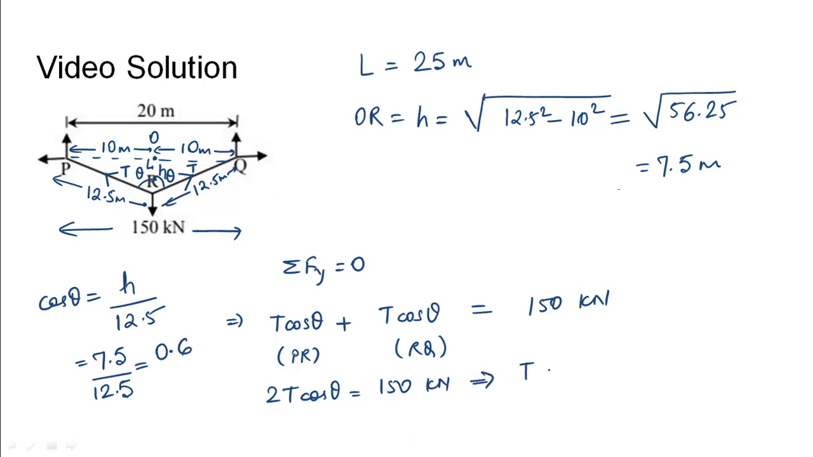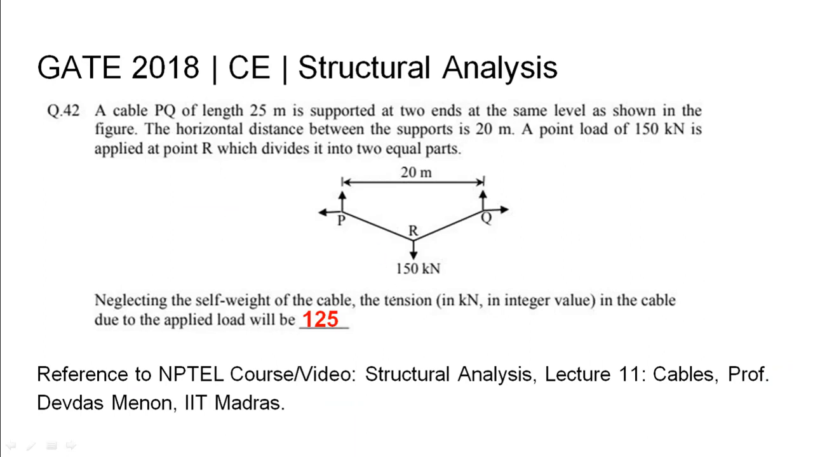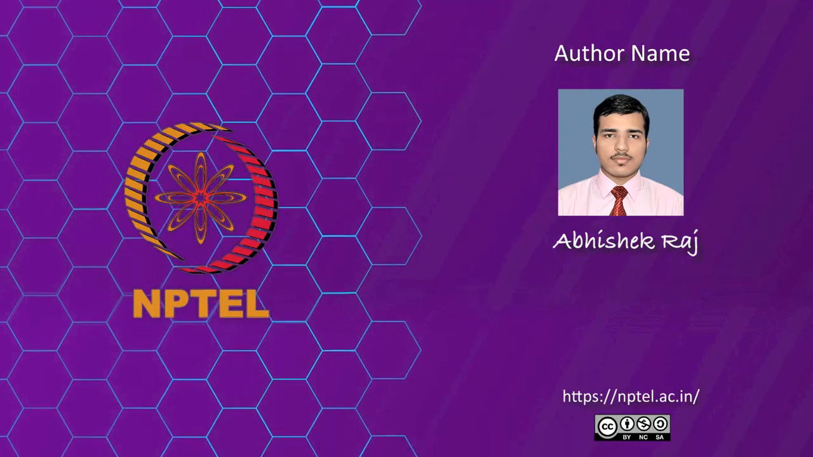Substituting the values, we would get T equals 150 divided by 2 into 0.6. The value would be 125 kilonewton in each cable. So the tension in kilonewtons in the cable due to the applied load will be 125 kilonewtons. The relevant NPTEL reference has been cited.